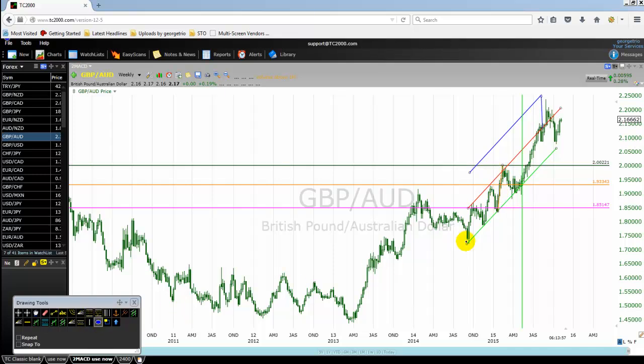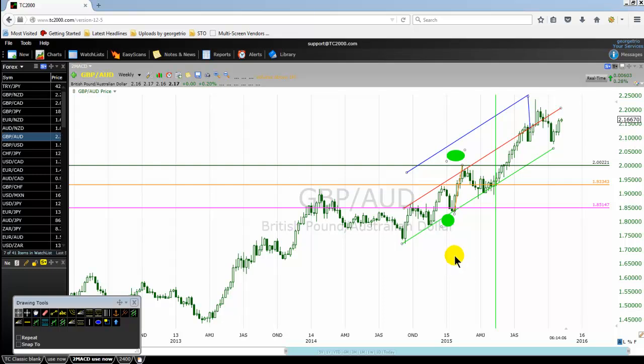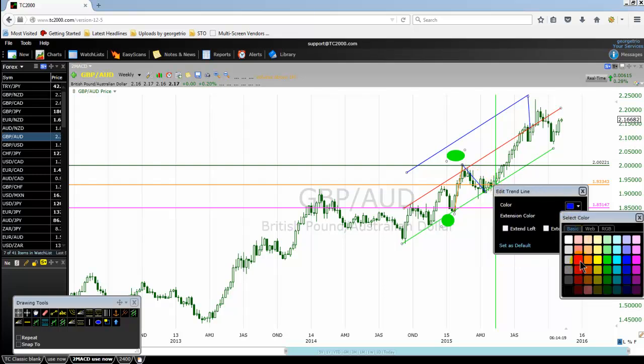Let me highlight my first Elliott wave on the chart. So I start counting Elliott wave here, and I will show you how you can improve your wave count. From here to here, that's my first Elliott wave. This is my second Elliott wave. I'll color it now into red. Pay attention carefully, my friends.